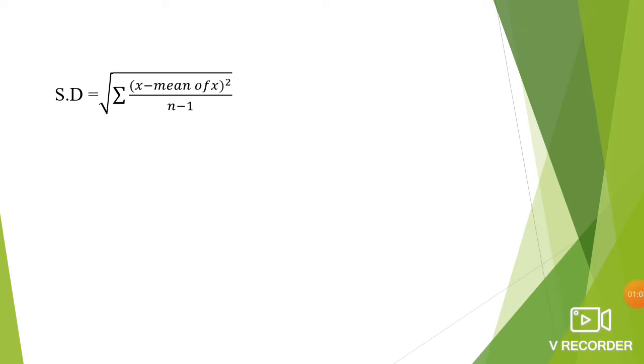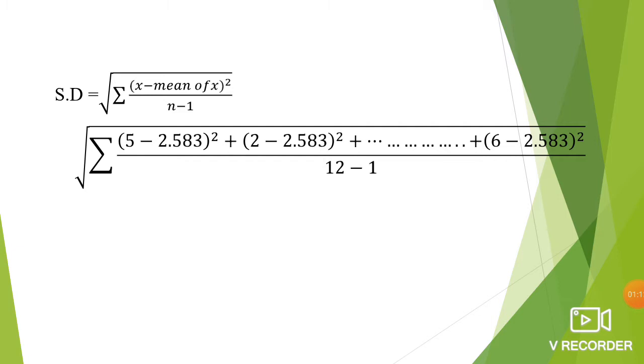To find the standard deviation, the formula is the square root of summation of x minus mean of x, whole square, by n minus 1. The summation sign is not written here, it was left out by mistake. Next we substitute the values: 5 minus the mean 2.583 whole square, plus 2 minus 2.583 whole square, plus etc., all the values, plus the last value 6 minus 2.583 whole square, divided by 12 minus 1. When we calculate, we get 2.9571. That is the standard deviation.